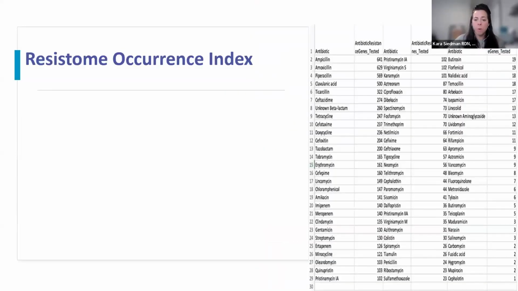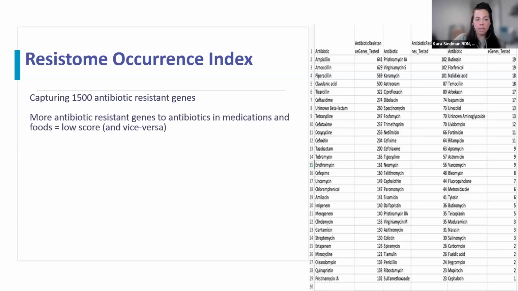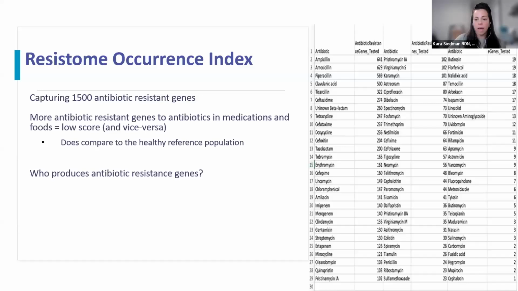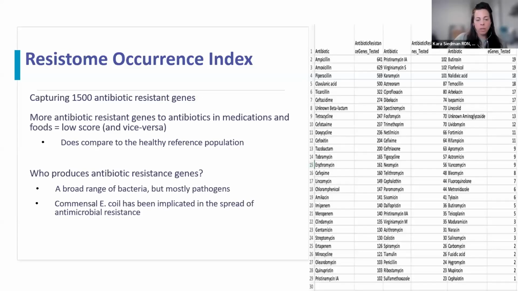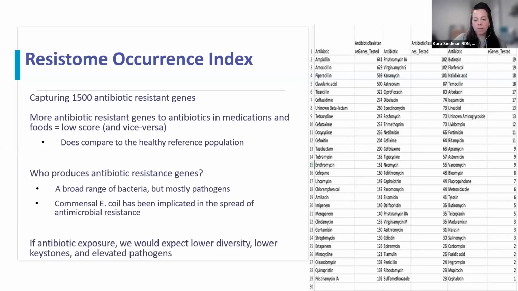Resistome is another marker for resiliency. We know that microbes compete with each other by producing natural antimicrobials and genes that create microbial resistance. We're capturing over 1,500 antibiotic resistant genes. So the more resistance to antibiotics, medications and foods, the lower the score, and it does compare to a healthy reference range. We know that lots of different bacteria, but mostly pathogens, produce antibiotic resistant genes. So when we look at the resistome, a lower score is going to be less resilient.